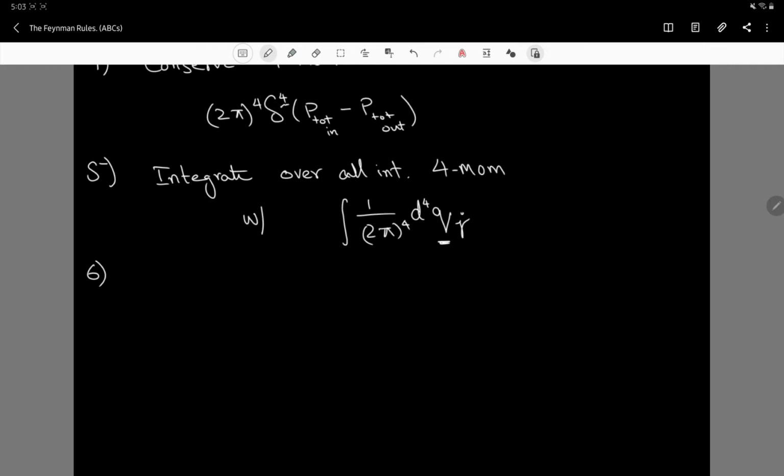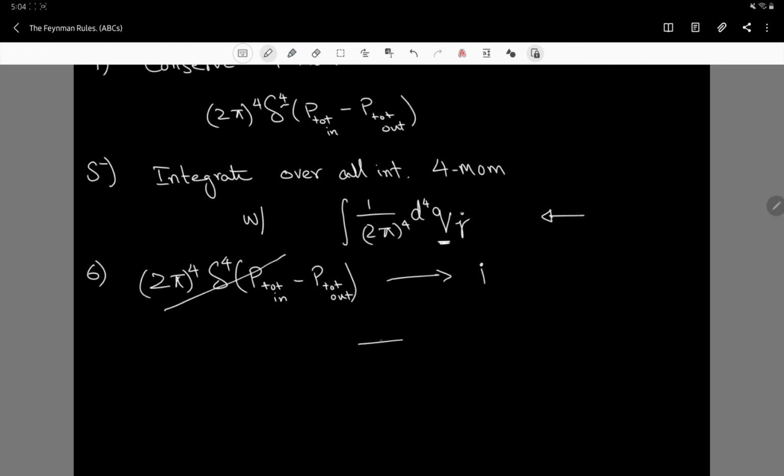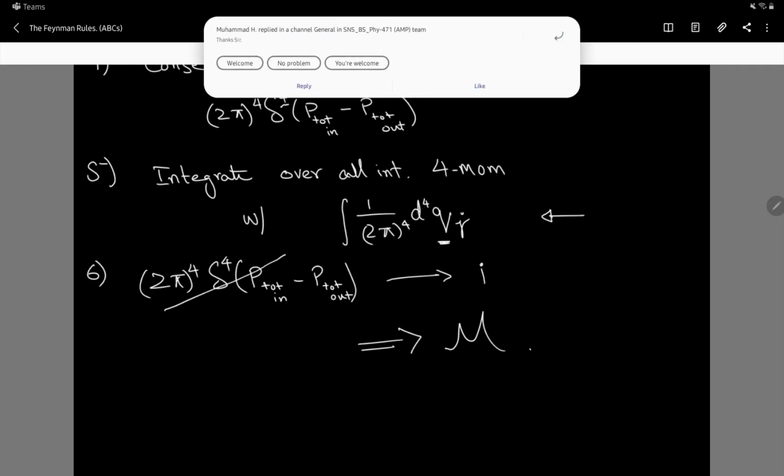And the last step is, when you do that integration, you will be left with a factor of 2 pi raised to power 4 delta of total incoming momentum minus total outgoing momentum, right? You would be left with this. What you do is, at the end, you just get rid of this and you replace it with iota, or you multiply your whole thing that you get up until here with iota, and you get your scattering matrix M.